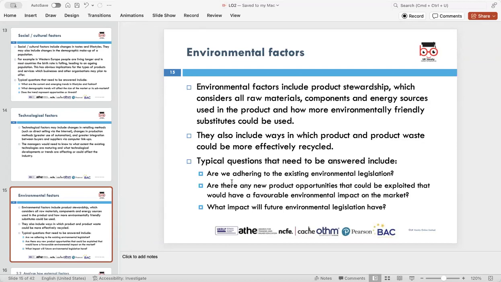If we talk about questions that need to be answered, typical ones include whether or not we are conforming to the environmental legislation that is now in place, and what are the potential opportunities for new product development that could be utilized to create a positive influence on the market from an environmental standpoint. Also, in what ways will the upcoming environmental legislation affect the environment?